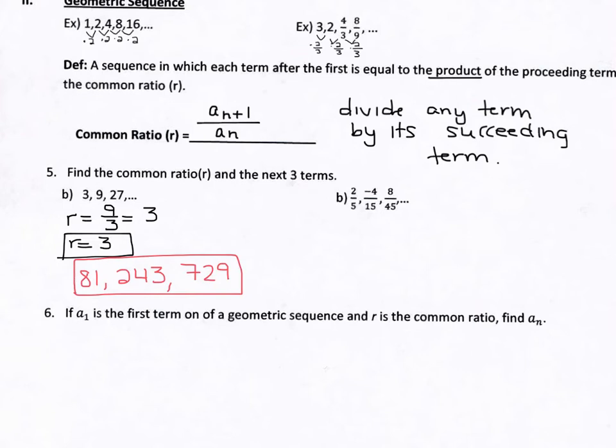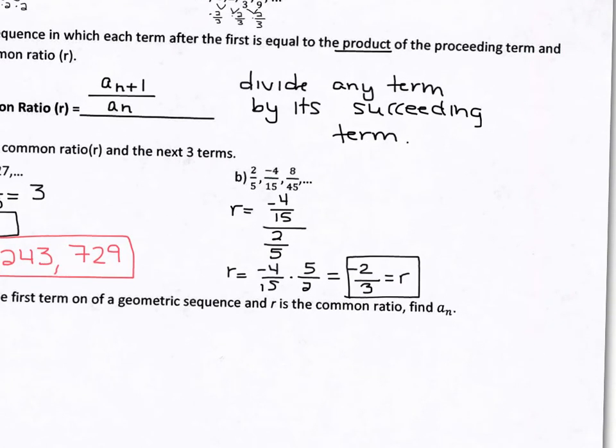Next one looks a little trickier to figure out, but we have the formula. So I've got 2/5, negative 4/15, and 8/45. So r equals, I'm going to take my negative 4/15 divided by 2/5. And I know that's going to change into negative 4/15 times 5/2. And that will reduce to negative 2/3. And you will be allowed a calculator this chapter, so you could always go that route.